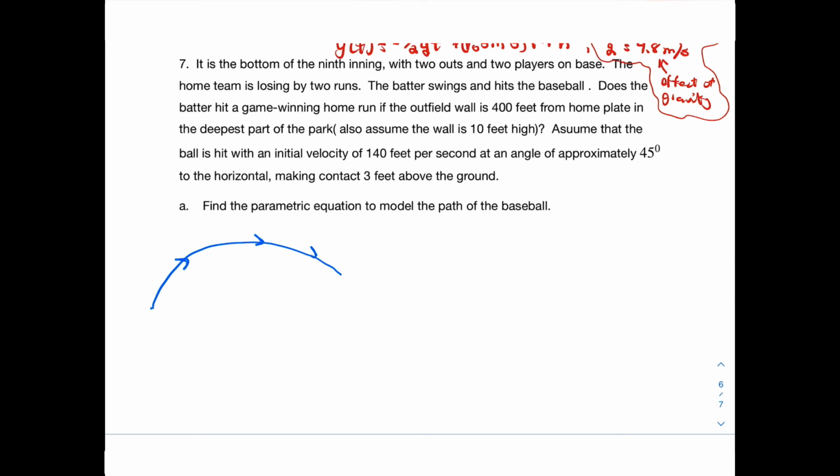It could be traveling like this, and then if we go to our wall in the outfield at the end of the park, there's our wall, and it could soar over the wall. It could be above the wall and soar over it and land outside. If it lands outside, hey, we have a home run.